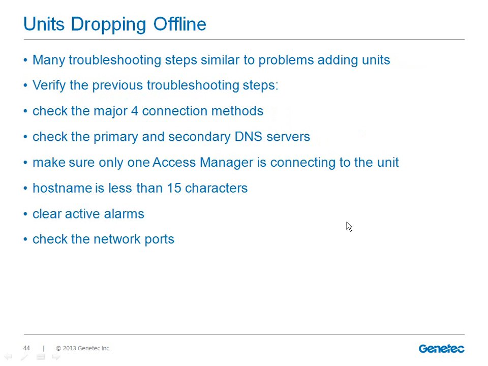Now there's a lot of different troubleshooting steps to do here, but they're all very similar to the ones that we just went through when we're adding the units. So basically the ones that we want to confirm is that we've checked the 4 major connection methods. We've checked the primary and secondary DNS servers on the unit. We need to make sure that only one Access Manager is connecting to the unit. Check the host name on the unit, make sure it's less than 15 characters, with no spaces or specials. We need to clear any active alarms, and as well check the network ports as well. Make sure that everything's unblocked on the firewalls.